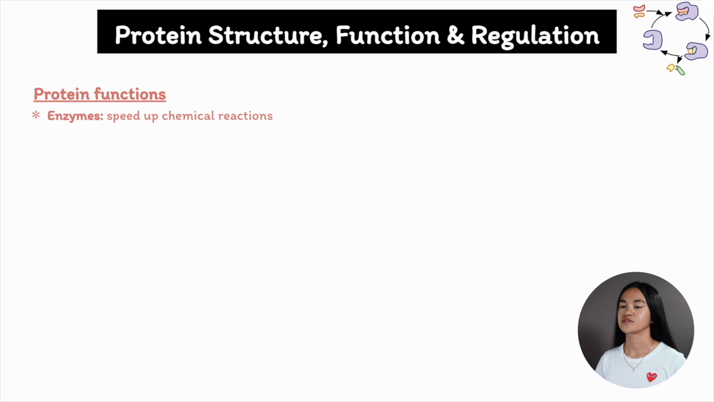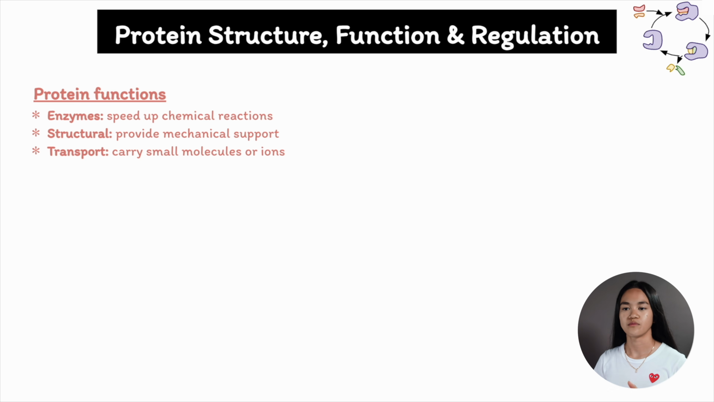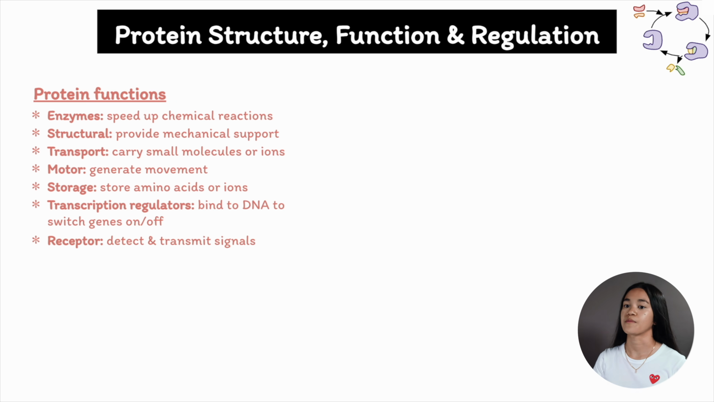We have enzymes that catalyze many chemical reactions without being consumed by the reaction, structural proteins which provide mechanical support to cells and tissues, transport proteins that carry molecules or ions, and motor proteins which generate movement. We have storage proteins, transcription regulators, and receptor proteins which detect signals and transmit them to the cell's response machinery. There are also other specialized proteins that act as antibodies, toxins, and hormones.